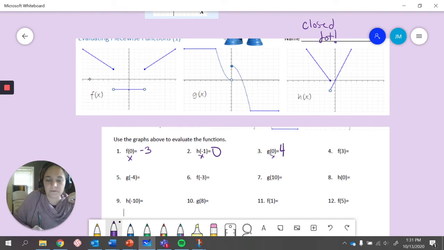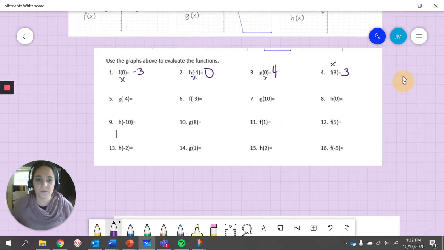All right, f of 3. The x is 3. So I'm going to go over to 1, 2, 3. Which one am I going to choose? The closed dot. So that looks like that's also 3. Okay, so that's kind of graphically. You're just picking out which, when x is the input, what is the output, and being careful to always choose the closed dot. Okay, moving on to equations.